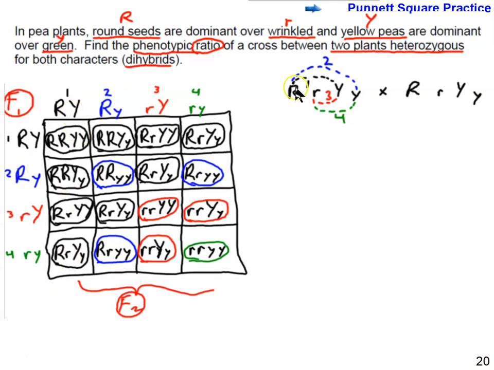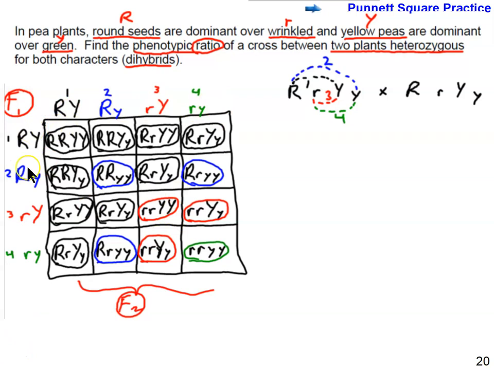So the first thing you do is you match up the first allele of the first character with the first allele of the second character. That's how we get the capital R, capital Y. You match up the first allele of the first character with the second allele of the second character, and that's how we get capital R, lowercase y. Then you go back and match up the second allele of the first character with the first allele of the second character, and that's how we get lowercase r, capital Y. And then the second allele of the first character with the second allele of the second character, and that's how we get 2 lowercase, an r and a y.